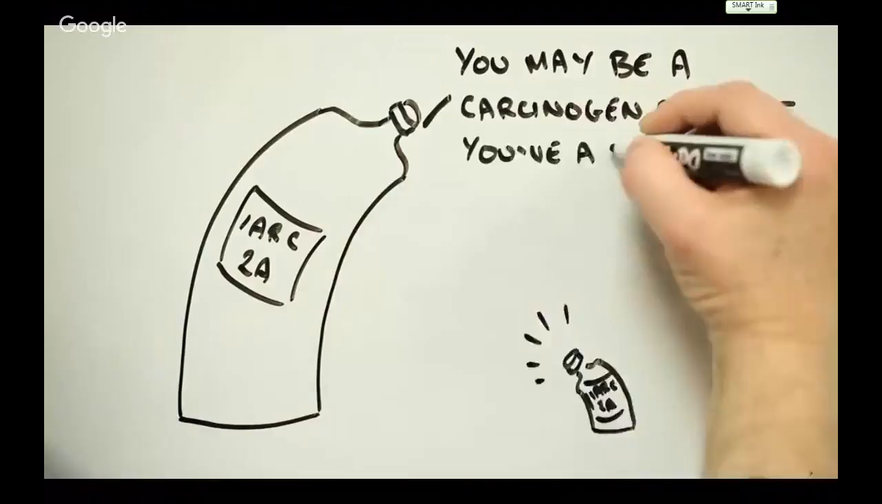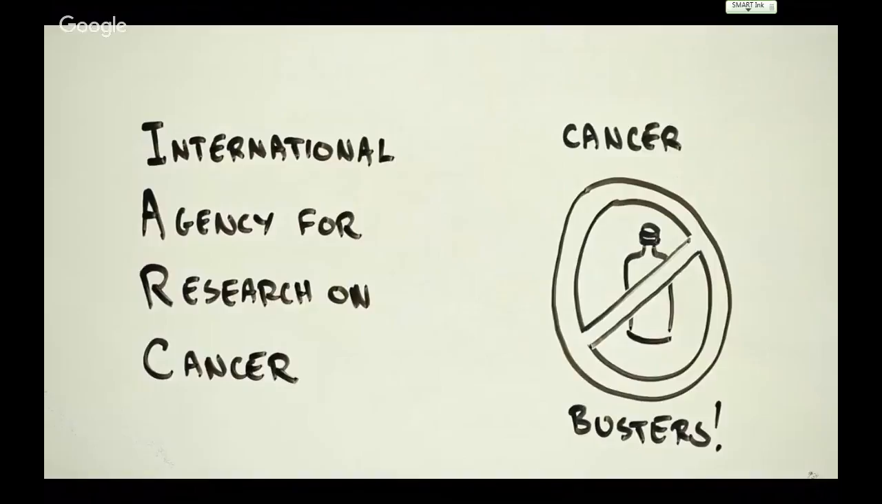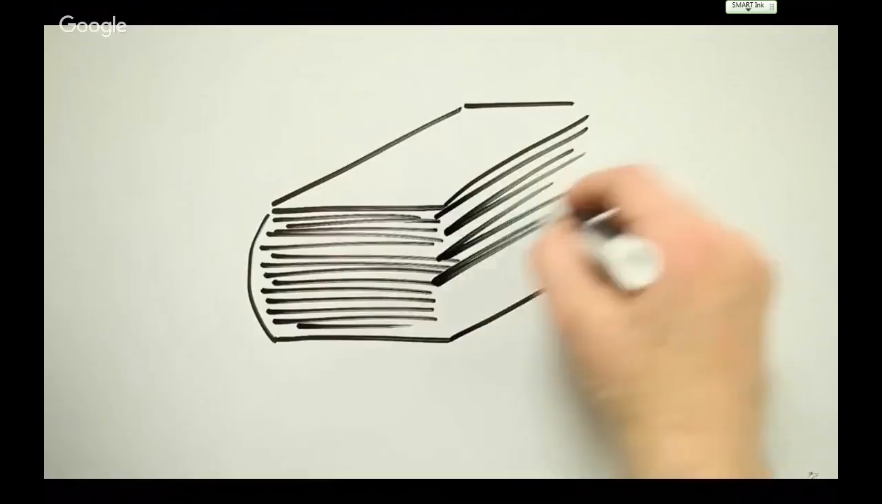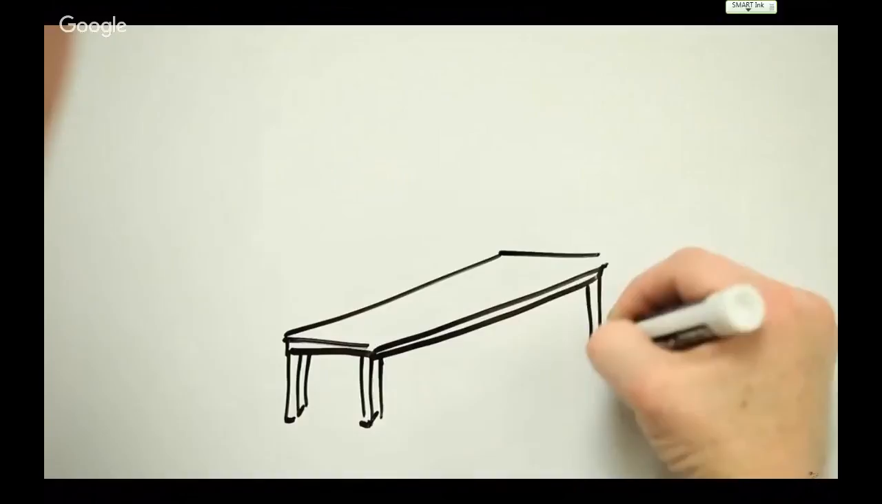One of the more prominent organizations that evaluate carcinogens is the International Agency for Research on Cancer, or IARC for short. IARC publishes doorstop-sized reports, they call them monographs, that evaluate the evidence for or against something having the ability to cause cancer. These monographs are the culmination of a long and arduous process. Leading experts huddle together for days at a time and carefully sift through publicly available data.